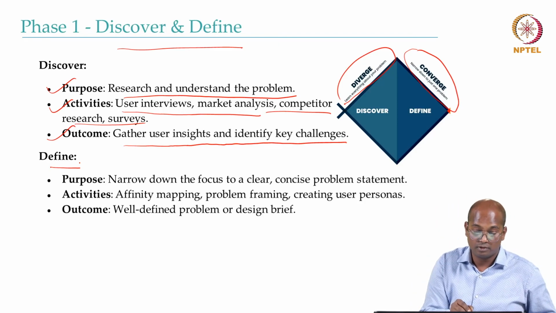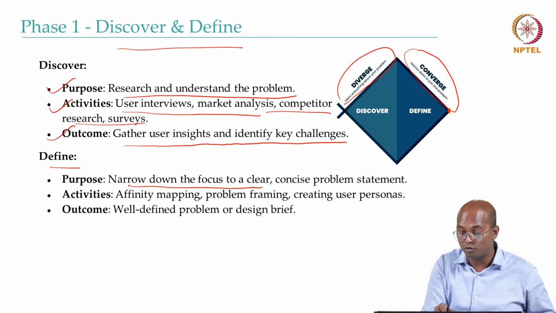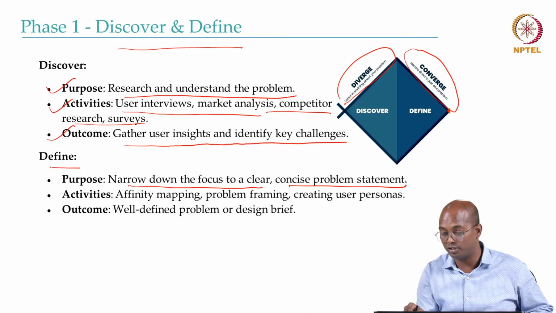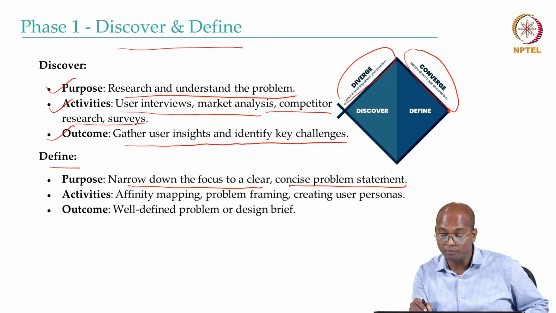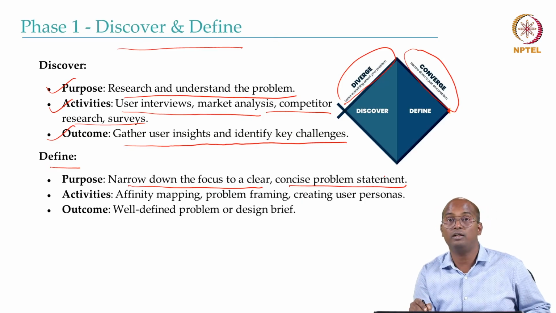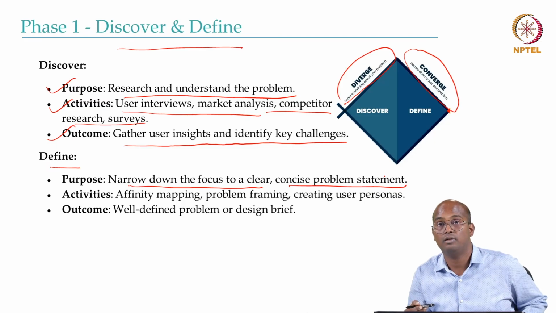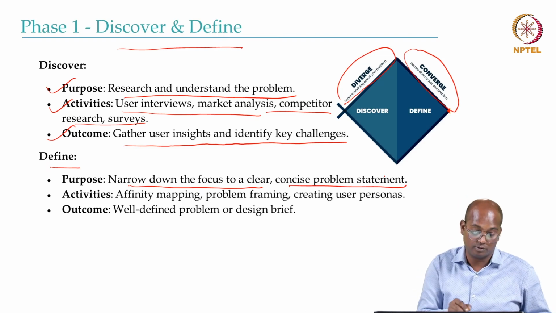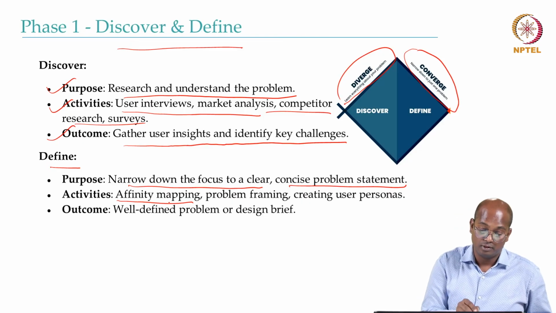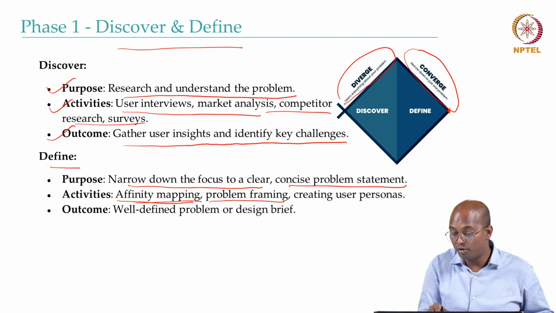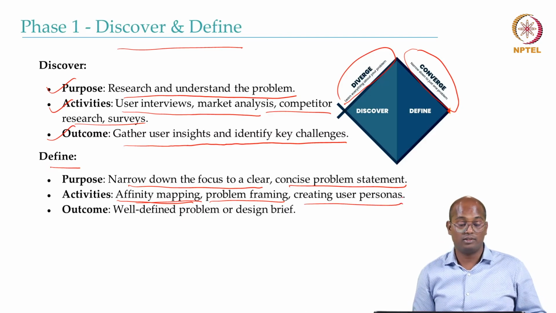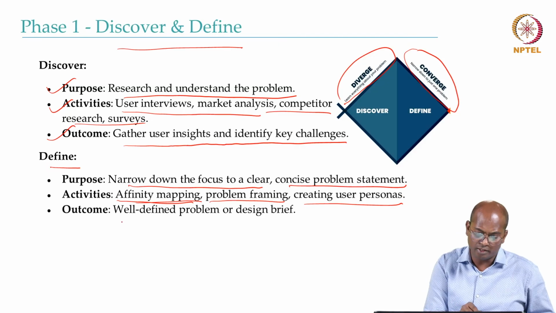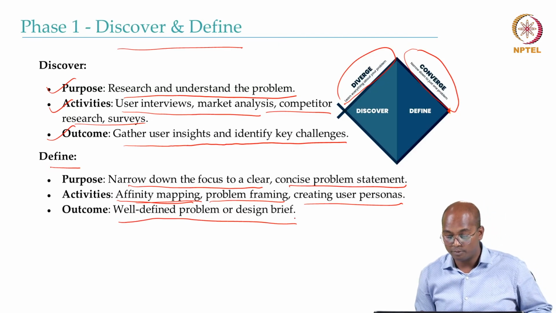And in the define phase, the purpose is to narrow down the focus to a clear and concise problem statement. As I said earlier as well, if you don't come up with a clear and concise problem statement, you can't solve the problem at all. There will be ambiguity. You may end up solving something else which the user was not even expecting, and it may be a surprise. So we should not have such elements in our solution. There is affinity mapping, problem framing, creating user personas. These are the ways you define it, and the outcome will be a well-defined problem or design brief.